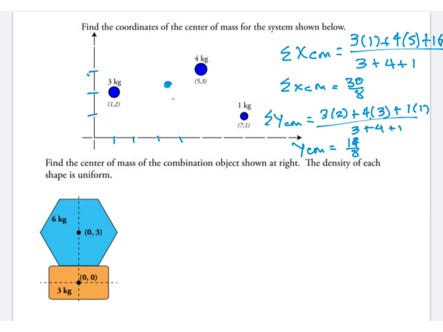Before we leave today, before I turn this class loose, I want you to find the center of mass of this object. That's your homework. Find the center of mass.